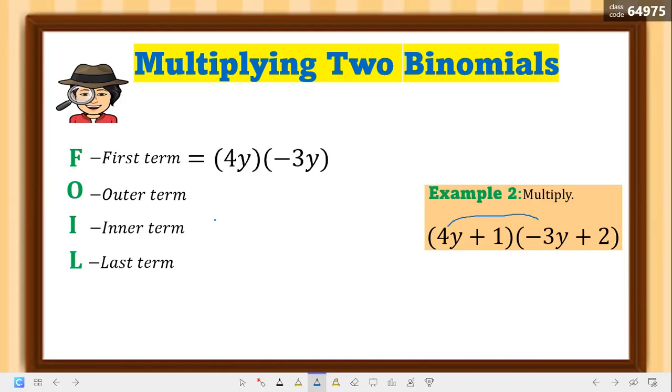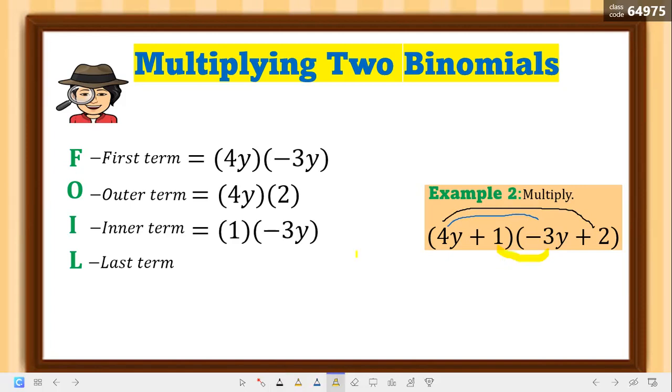What is the outer term? 4y times 2. Okay, nasa labas sila. Ibig sabihin nandito sa gilid. Okay, and we have the inner term. O ano naman po yung inner term? 1 and negative 3y po. Okay, very good. 1 times negative 3y. Kaya yan yung inner term. And last term, 1 and 2. 1 times 2. Okay, then, ano nga ulit ang gagawin natin sa product ng inner tsaka outer terms?